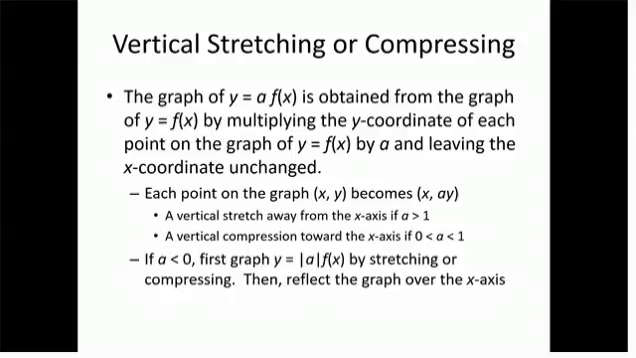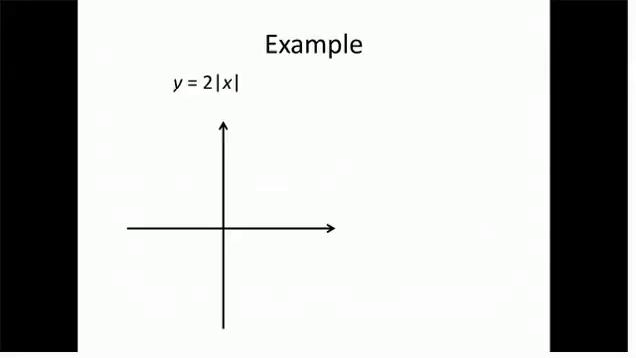We will only consider the case where a is greater than 0. If a is less than 0, we will assume that what we have is a vertical stretch or compression in addition to a vertical reflection. So we'll first take the absolute value of a and stretch or compress our graph, and then we'll reflect the graph over the x-axis as we learned to do when we talked about reflections. Let's take a look at some examples.